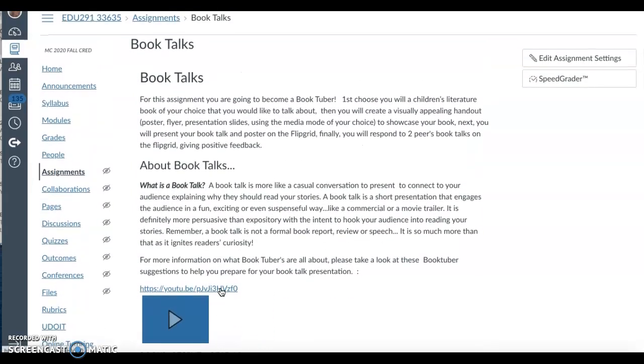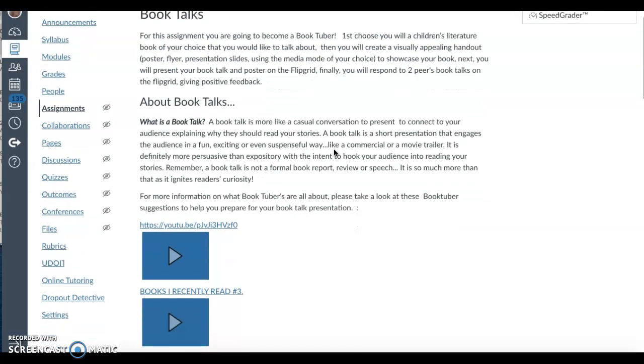So the first thing you want to do is choose a children's literature book of your choice that you would like to talk about. And then you're going to be creating a visually appealing handout. It can be a poster, a flyer, Google Slides, any media of your choice to showcase your book. And then you're going to present the book on the Flipgrid along with your poster. And in the Flipgrid, you will reply to 2 peers about their book talks.